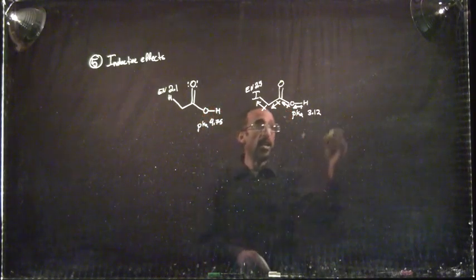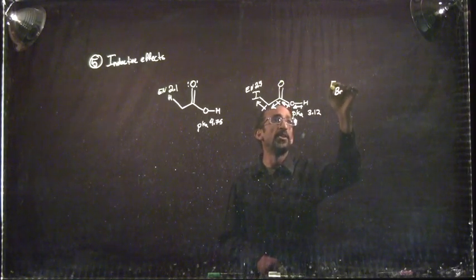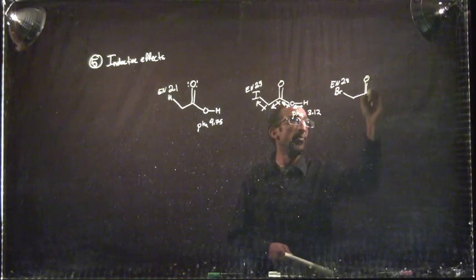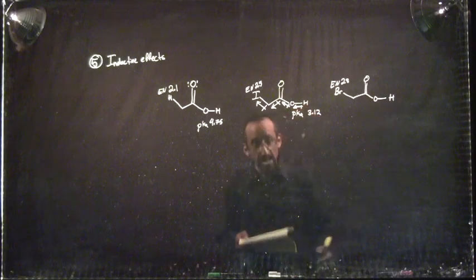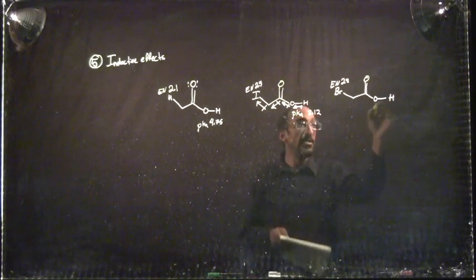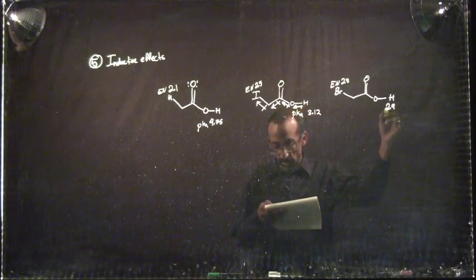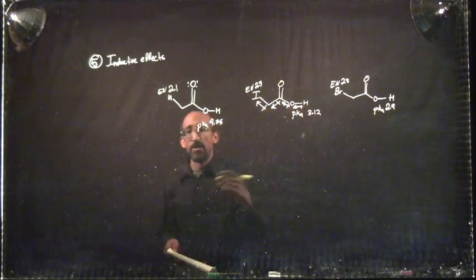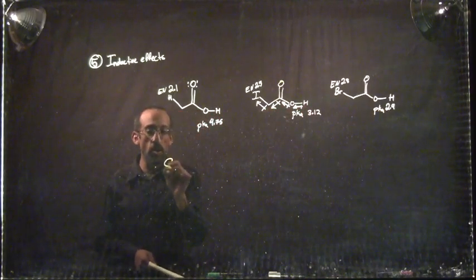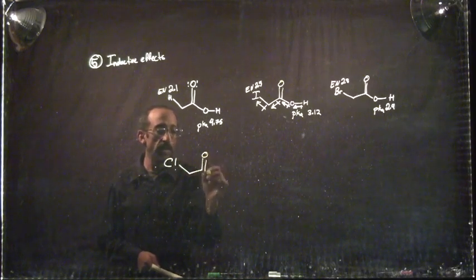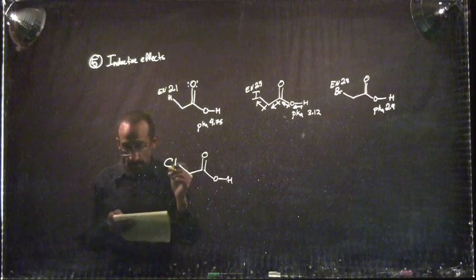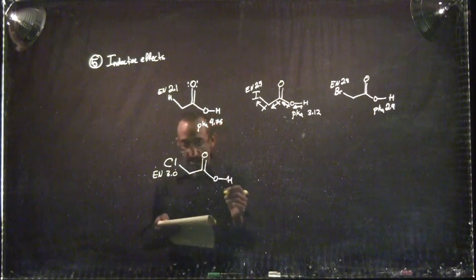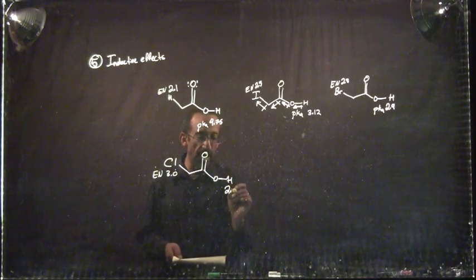So if I move to something that's a little bit more electronegative, now bromine, with an electronegativity of about 2.8, that in turn takes my pKa from 3.12 down to 2.9. If I then move even a step further and I change that bromine to a chlorine, chlorine having an electronegativity of about 3.0, that's going to take my pKa here down to 2.85.